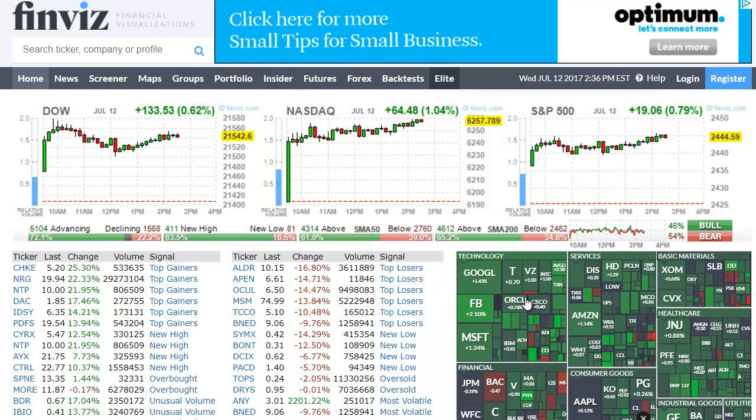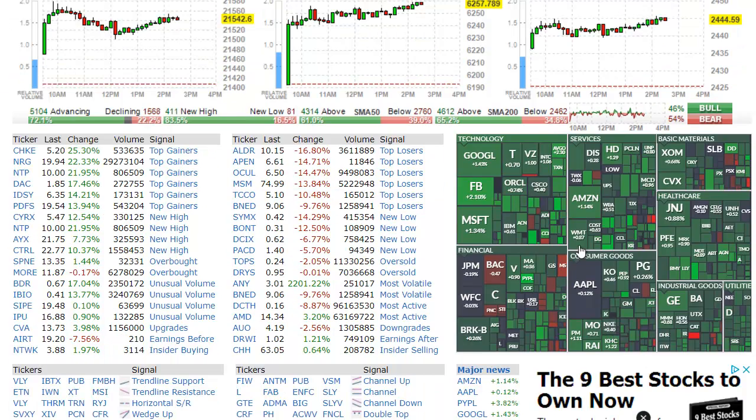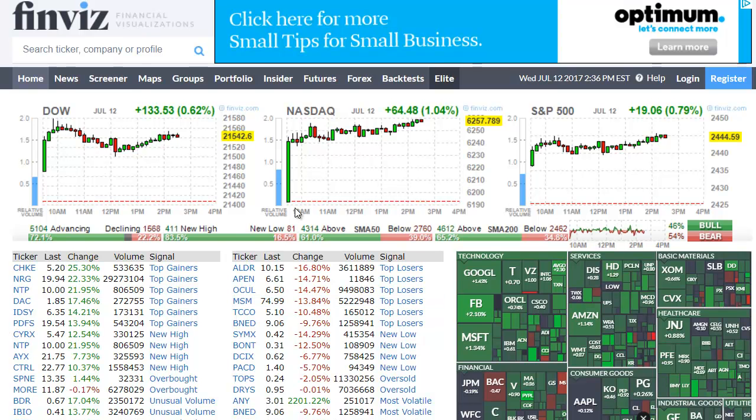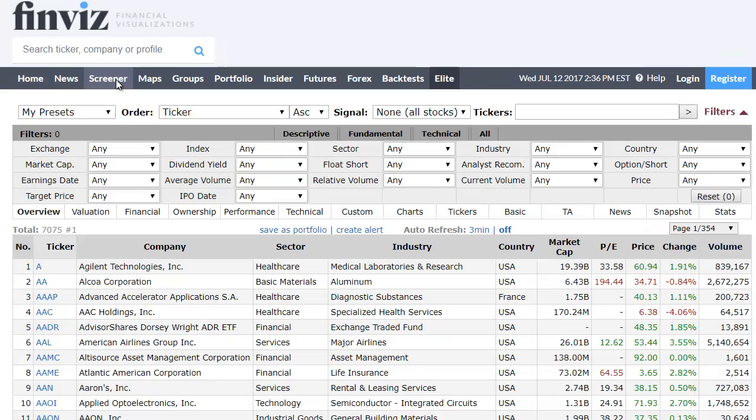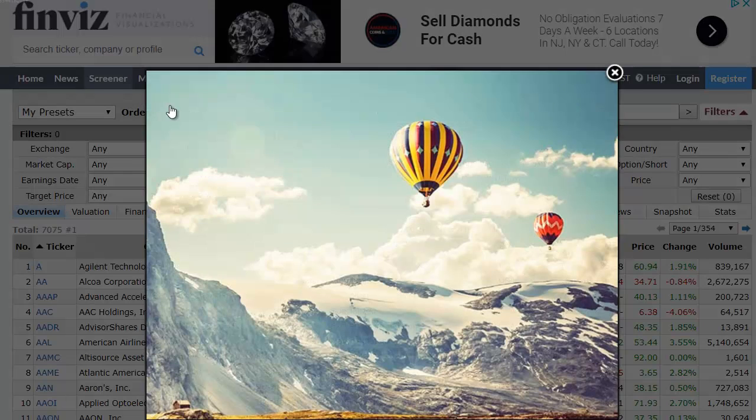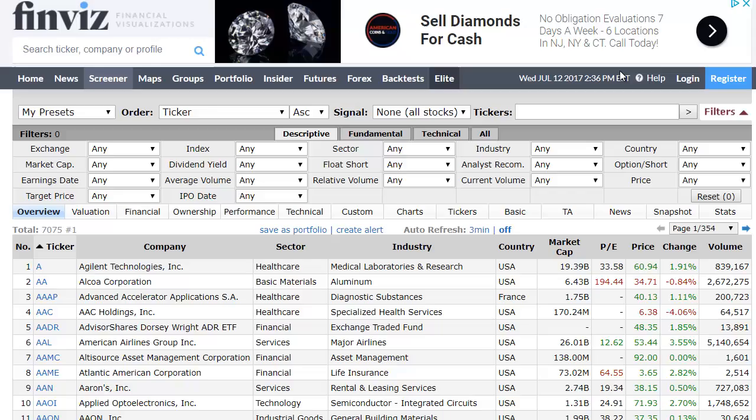And then you also have a picture of what we call the S&P 500 sector map, which gives us an overview of how the market's performing. Each is broken down into technology, services, basic materials, healthcare, industrial goods, consumer goods, financials, and those are broken down into subsectors, and so on. But we're going to go up to the top, right up against the top menu, the navigation bar, and go to Screener. Click on the screener, and a new page is going to show up, and another ad's going to show up. Just X that off.